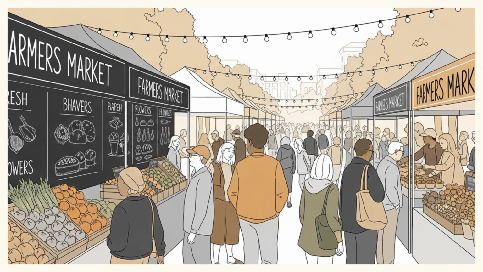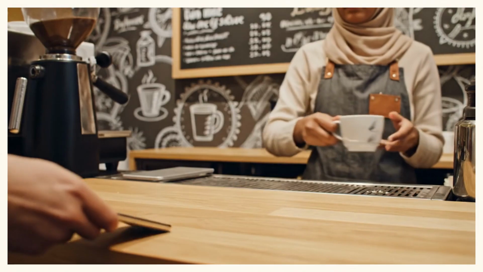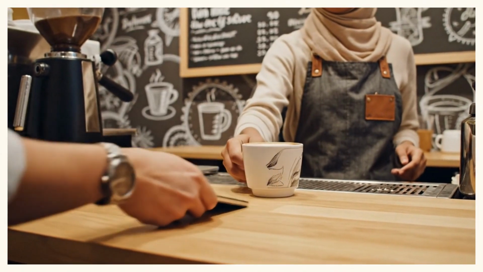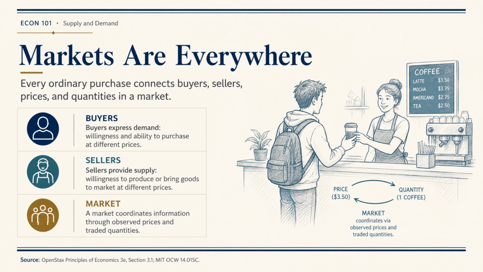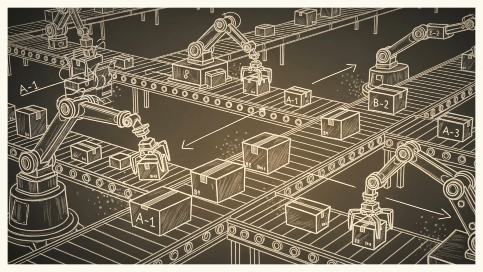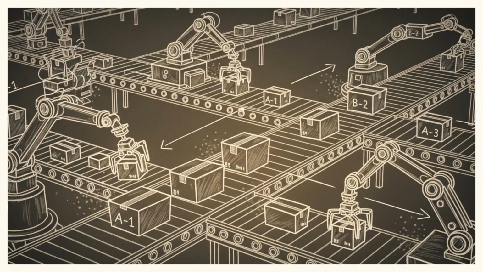Markets are truly everywhere, woven into the fabric of our daily lives. Every time you buy something like a cup of coffee, you are participating in a market. These ordinary purchases connect three key elements: buyers, sellers, and the market itself. Buyers are the ones who express demand, showing their willingness to purchase a product at different prices. Sellers provide the supply, indicating their willingness to produce or sell goods at various prices. The market is the mechanism that brings them together, coordinating their actions through observed prices and quantities. These simple interactions are guided by powerful economic forces that efficiently allocate resources.